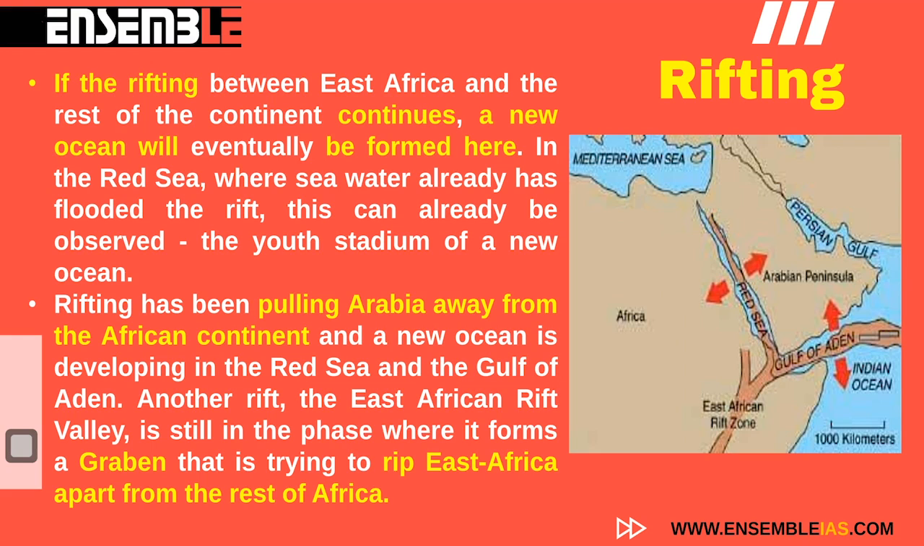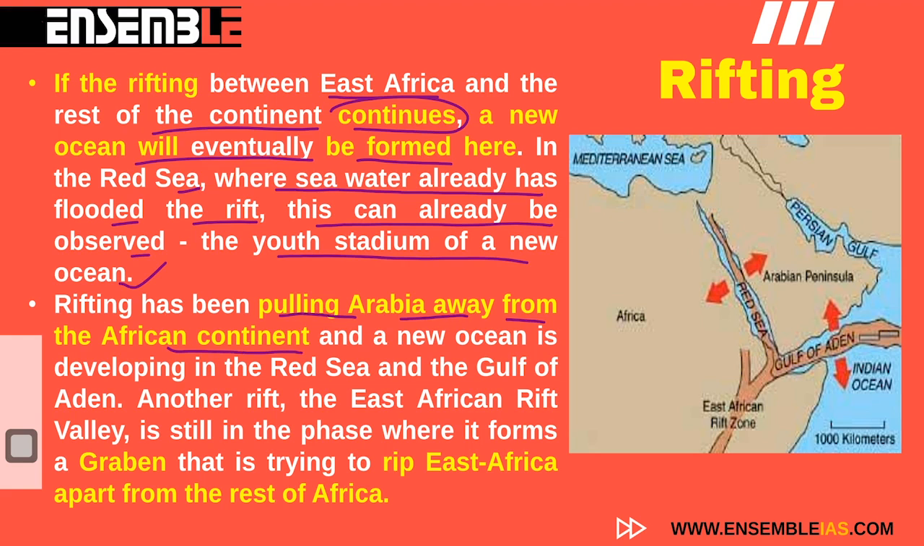In this image again, let's discuss the rifting. If the rifting between East Africa and the rest of the continent continues, a new ocean will eventually be formed here. In the Red Sea, where seawater has already flooded the rift, this can already be observed, the youth stage of a new ocean. Rifting has been pulling Arabia away from the African continent, and a new ocean is developing in the Red Sea and in the Gulf of Aden.